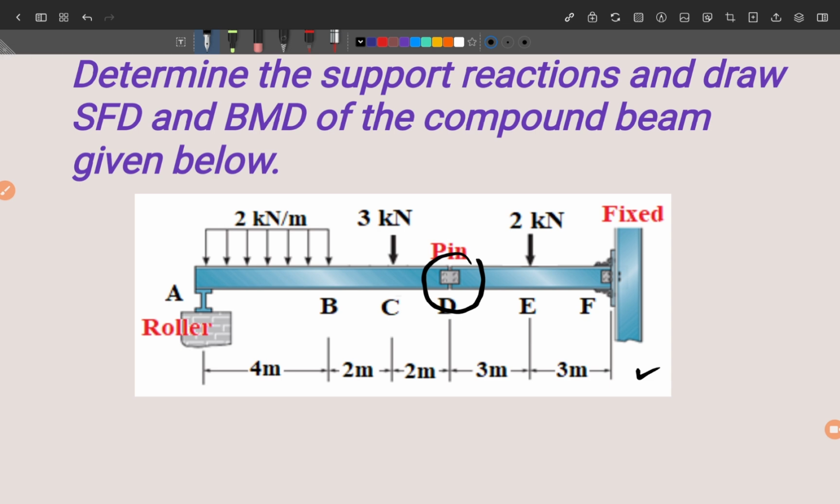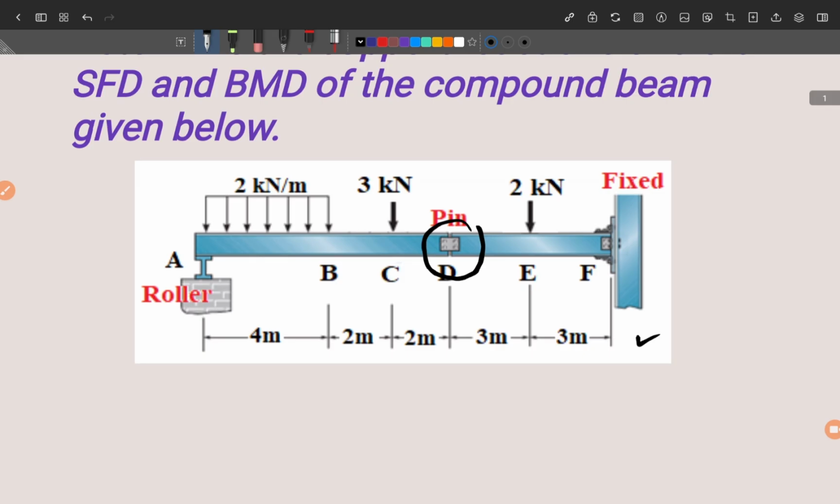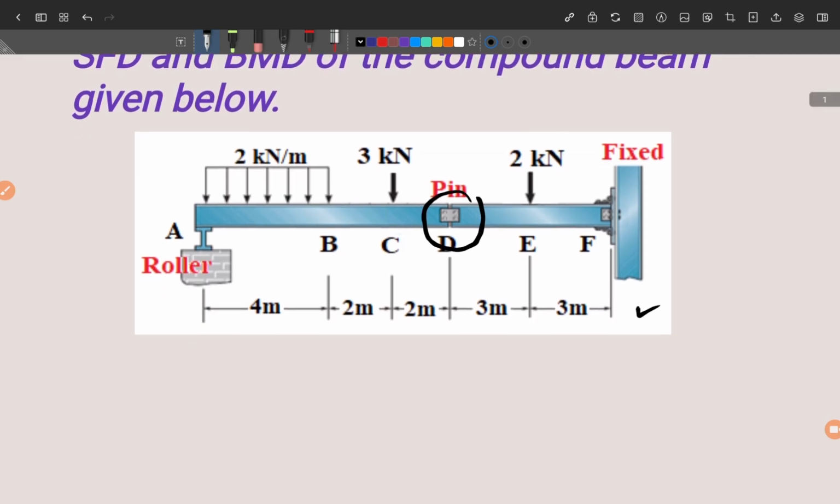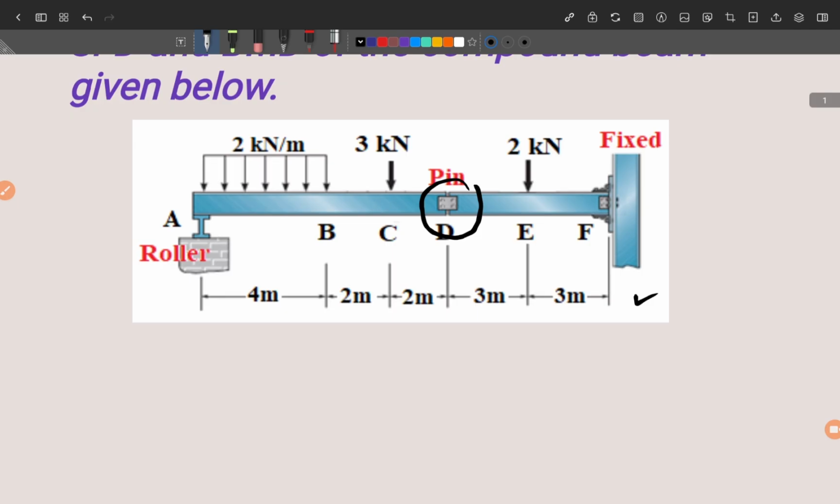What is happening at this internal pin? As you know, a pin will have two reactions. So here we have to draw the free body diagram for each component of this compound beam, and then we will be solving it. So first of all, we have to draw the free body diagram for each component of this beam.